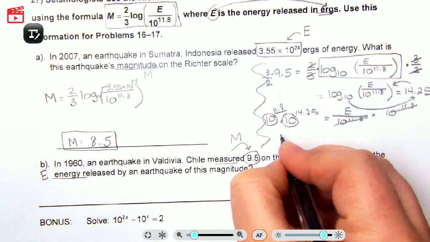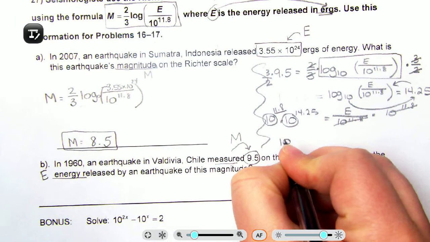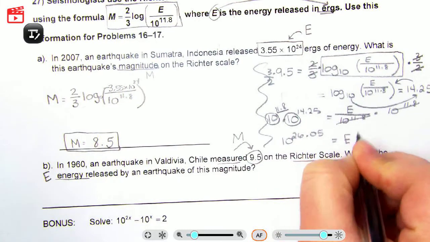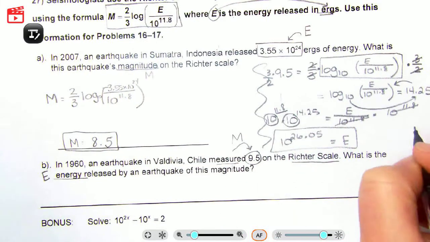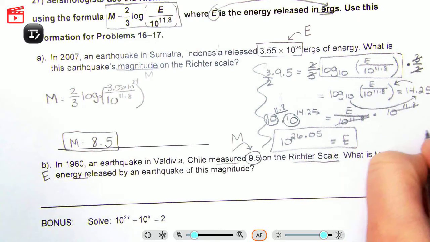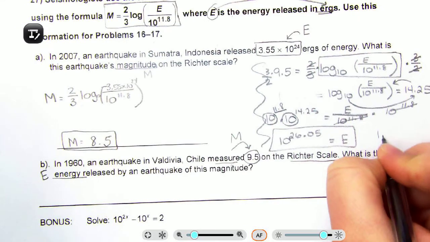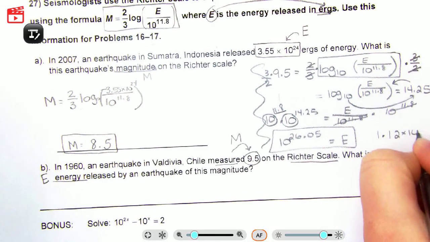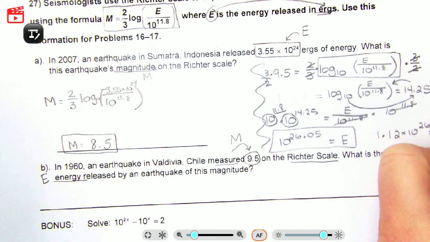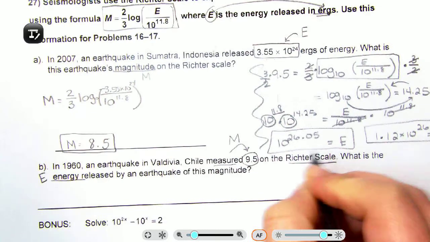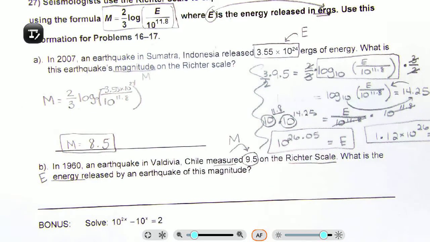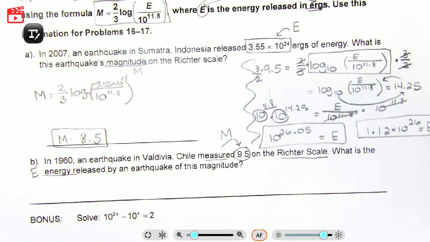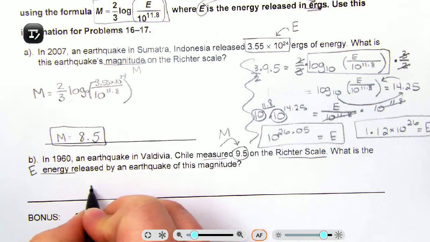Okay, so we can do 10 to the power of 26.05, and that's equal to E. If we wanted to approximate, my calculator is giving me a scientific number, which is 1.12 times 10 to the power of 26, which again, this should be it. All right, let's continue. Oh, that is B.